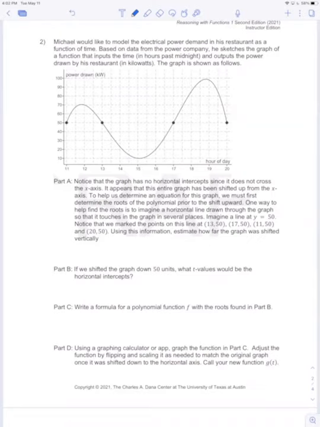What I'm going to do here is just draw a dotted line right where y is equal to 50. There we go. Now, the graph already has these points, I'm just highlighting them, indicated or marked on the graph. And if we think about this as the horizontal line, y equals 50, which it is, we want to use this information to estimate how far the graph was shifted upwards. And we can see here that it's about 50 units.